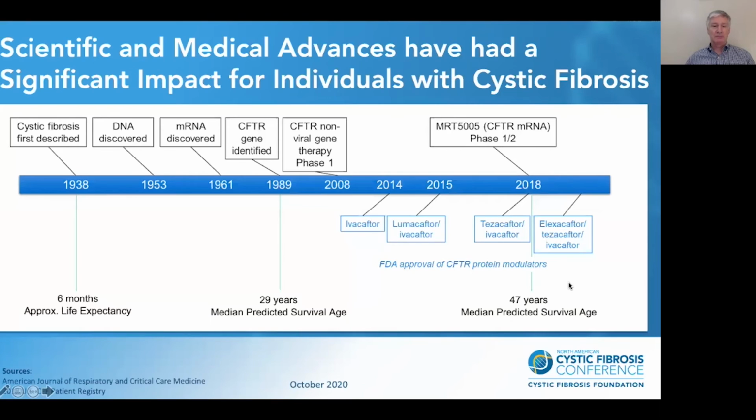So to begin, in this timeline here, you can see this really large improvement in life expectancy, predicted survival, from the days when CF was first described over the time to current days. In parallel to that, we can see the discovery of DNA, RNA, and that ultimately leading, I think, to the seminal component where the CFTR gene was identified.